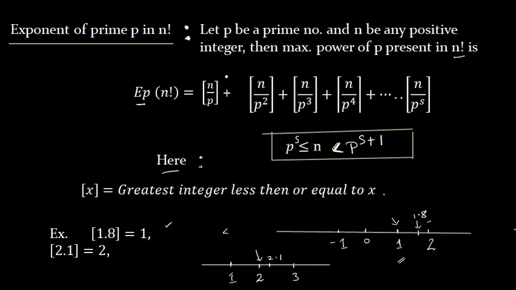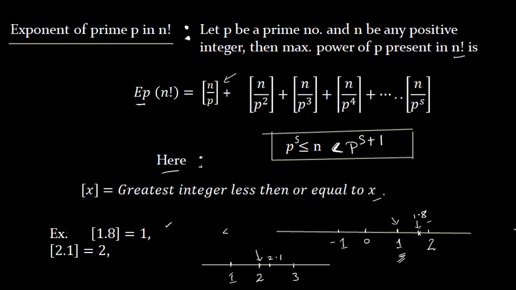Here the square bracket represents the greatest integer function, and the greatest integer of x is basically the greatest integer that is less than or equal to x. For example, suppose we want to find the greatest integer of 1.8. You can see 1.8 lies somewhere between 1 and 2. There are many integers that are less than 1.8, and out of those, 1 is greatest. So the greatest integer of 1.8 is 1. Similarly, the greatest integer of 2.1 is 2, because 2 is the greatest integer that is less than 2.1.